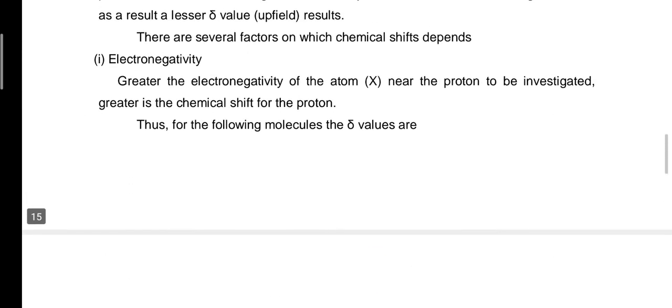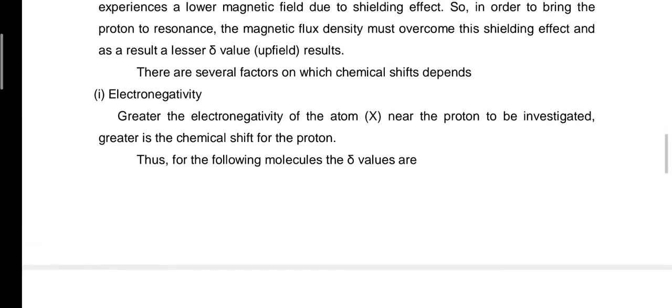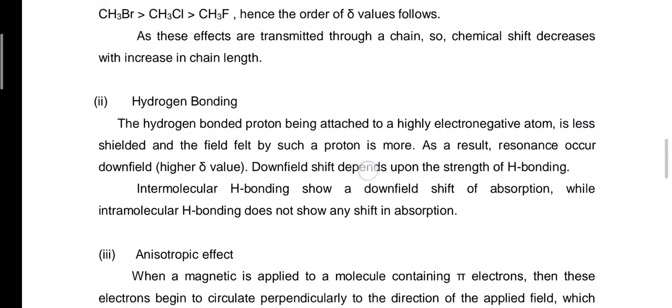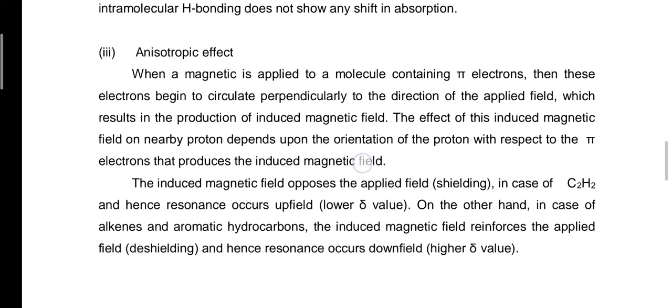Electronegativity is the most important among the several factors on which chemical shift depends. Okay, electronegativity first, then hydrogen bonding, and next the anisotropic effect.